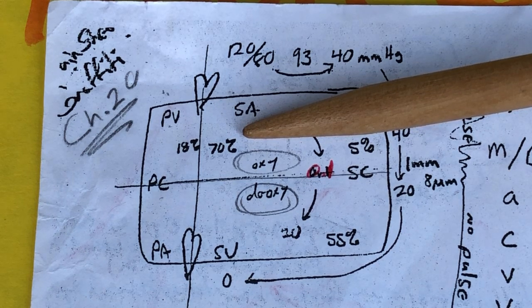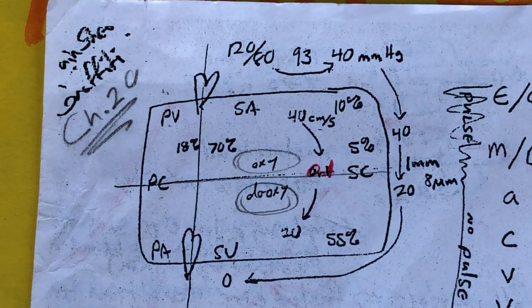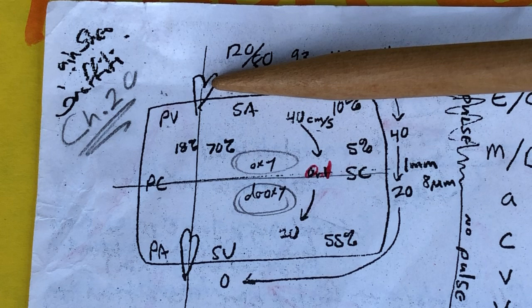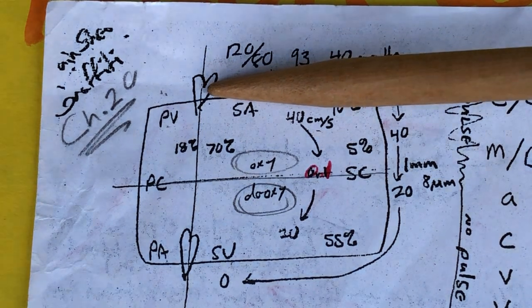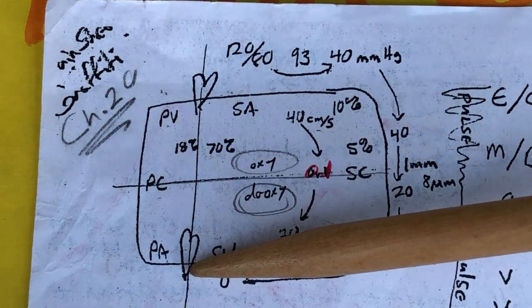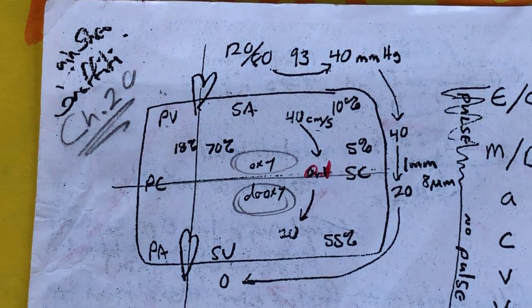Now this, of course, means that 18 plus 70 is 88, and so therefore there's 12% missing. Now these numbers are all relative numbers, and that 12% is found inside the chambers of the heart. So 6% in the left side of the heart and 6% in the right side of the heart because the chambers of the heart carry the same volume of blood. Even though pressures may be different, the volume is going to be the same.